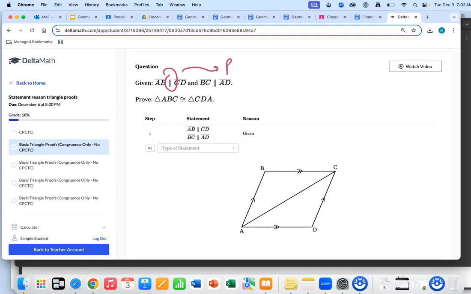This symbol means parallel. And sorry, I'm recording this while on the train, so forgive the background noise.